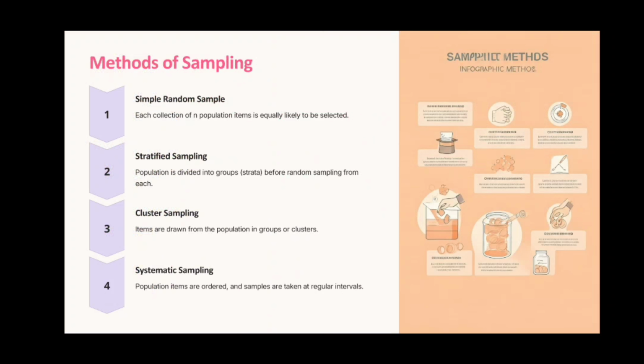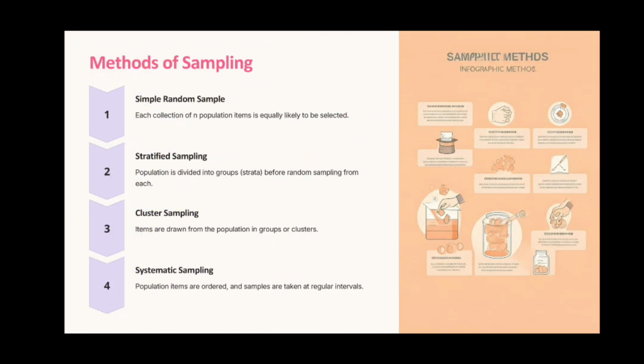For example, when you throw a die, you can't predict the outcome of the die. The outcome is going to be randomly determined. And one good thing about simple random sampling is that it eliminates bias. So that's one good thing about it. And also, secondly, we have the stratified sampling.